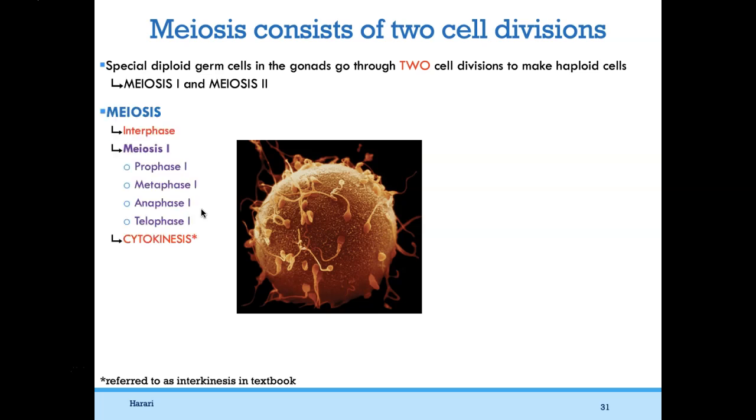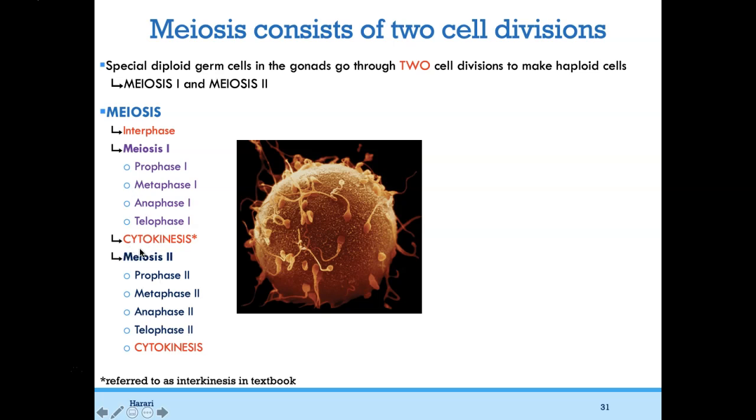Meiosis consists of interphase, followed by meiosis I. Again, we have the same phases as in mitosis. We have prophase I, metaphase I, anaphase I, telophase I. Then there is a cytokinesis, referred to as interkinesis in the textbook. We then have meiosis II, which is prophase II, metaphase II, anaphase II, and telophase II. And then another cytokinesis. There is no second interphase.